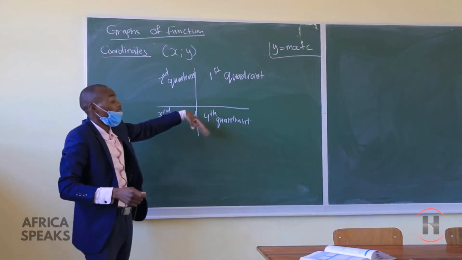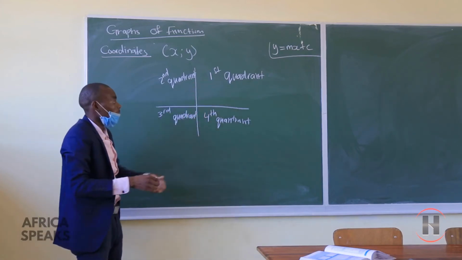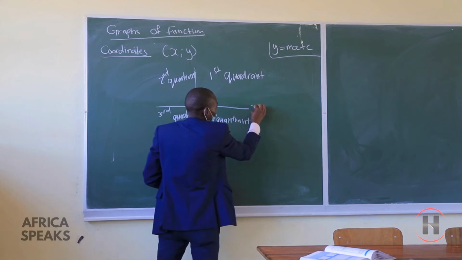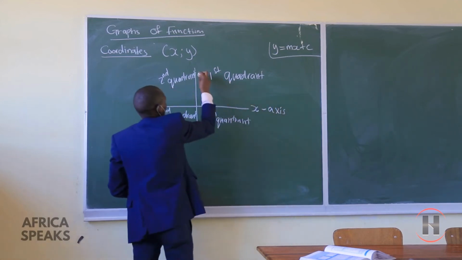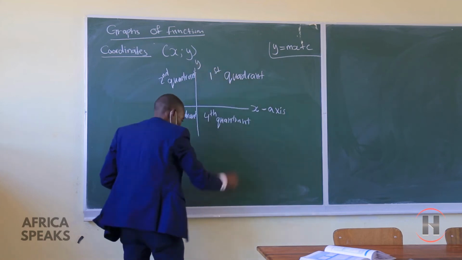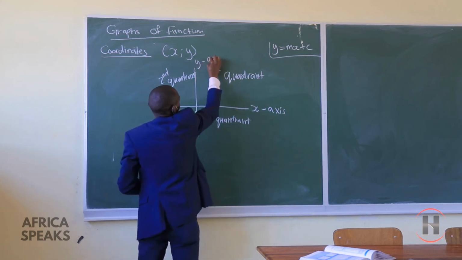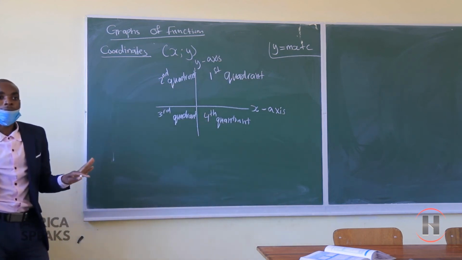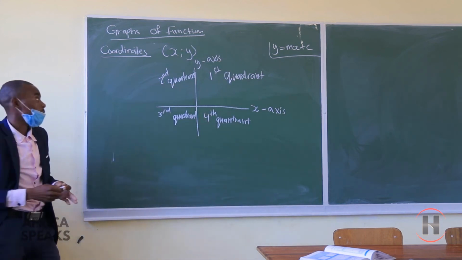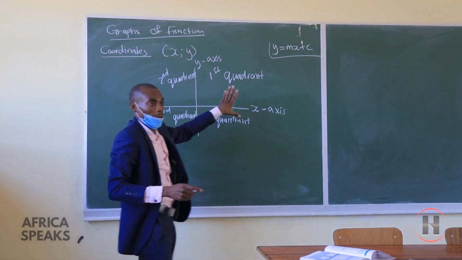So this is basically not yet a graph, right? Your graph should have your what? Should have your x-axis, and then the what? The y-axis. Now it becomes what? Now it becomes a graph. Are we together? So now this one has become a graph.